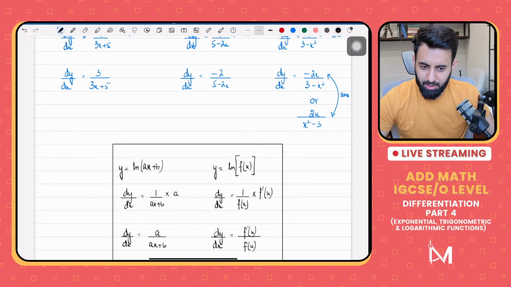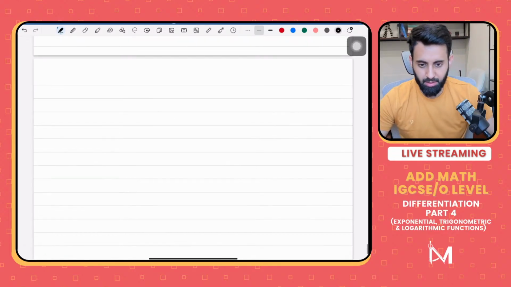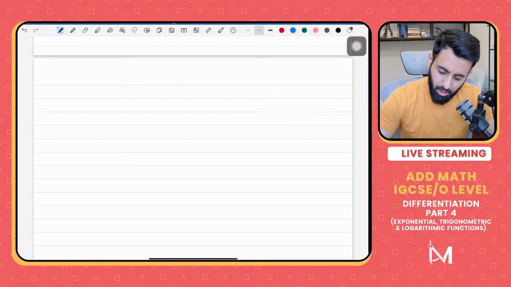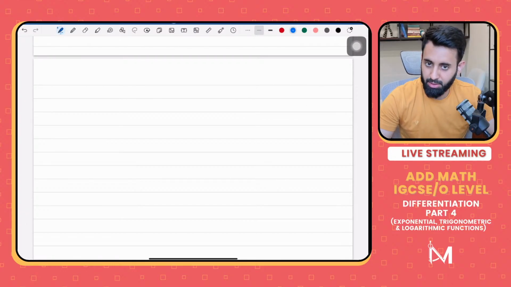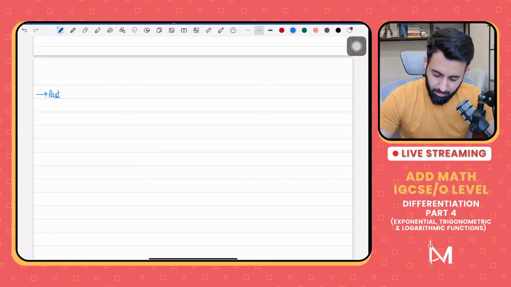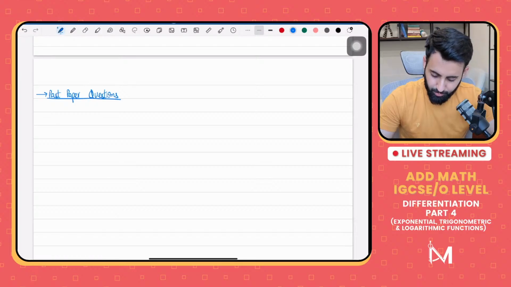Acha, you will not get that many questions on differentiation of logarithmic functions, so we will do one example and then we will do differentiation of trigonometric functions. Okay? So we're going to do one example and then trigonometric functions' differentiation, and then we're going to do one big stream of past paper questions of differentiation. So, here we go.